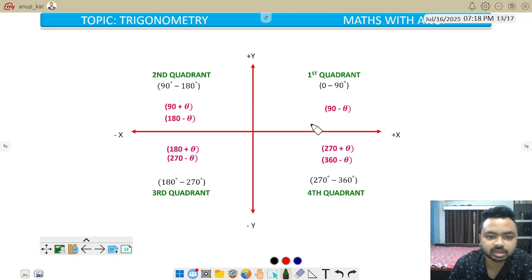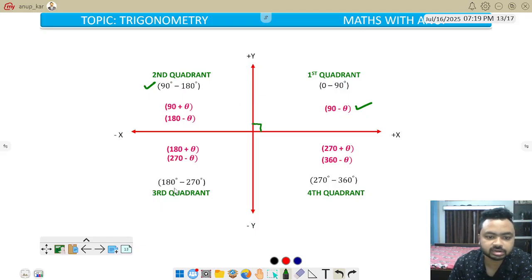So whatever I have explained here is an extension of this explanation. In the first quadrant it will be 0 to 90 degree. We can denote it as 90 degree minus theta, because this is my 90 degree, right? Anything less than 90 degree it is denoting. In the second quadrant it is 90 degree to 180 degree, so you can denote it as 90 degree plus theta or 180 degree minus theta. Anything less than 180 degree or more than 90 degree.